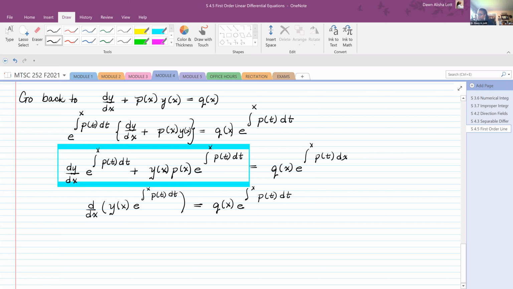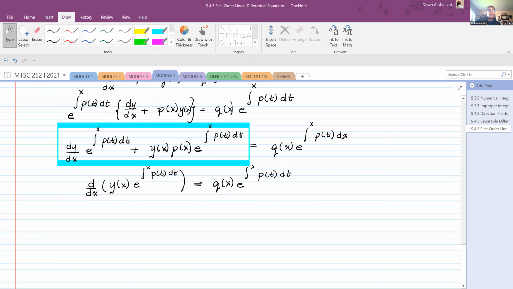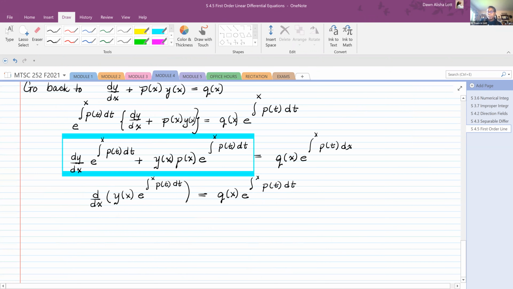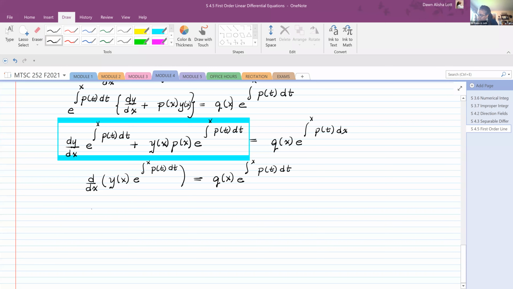Okay, if I integrate both sides, I'm going to switch back to nu, just so you can see this. Remember, e to the integral of p of t dt is just nu. So now I get d dx of y of x times nu of x is equal to q of x times nu of x. So now I'm going to integrate them.